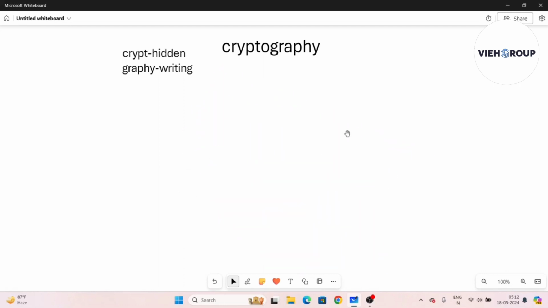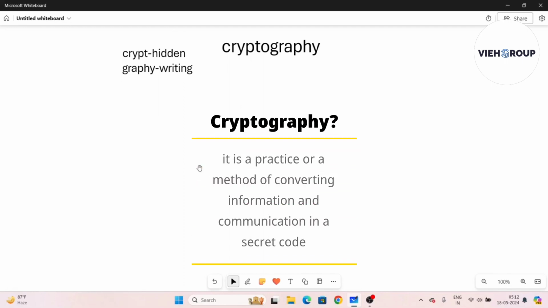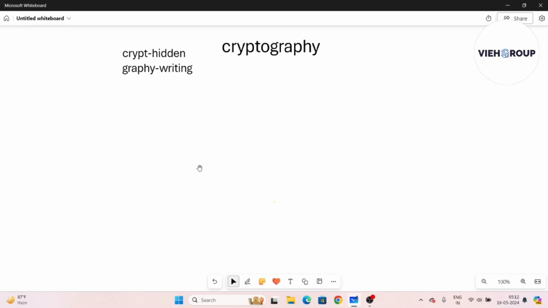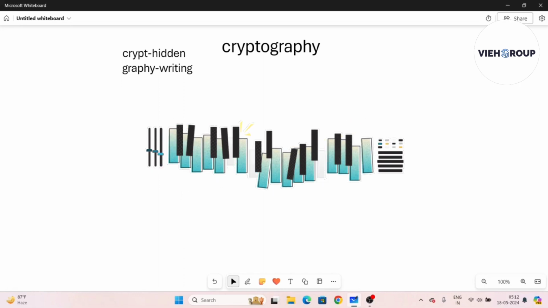So, first topic is what is cryptography? I guess you heard this word a lot of times, right? So, let's start with the basics. Crypt means hidden, and graphy means writing. Cryptography is the practice or a method of converting information and communication into a secret code, so only a sender and a receiver can read it. Only authorized parties can understand it.